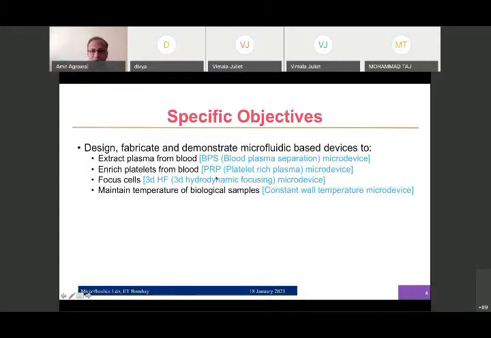So our objective here is to see what design principles these are based on, how we go about designing these, what the basic principle of operation is around which we can make these devices, and how we can separate out, focus, and do other things.